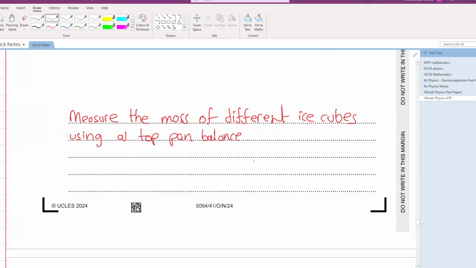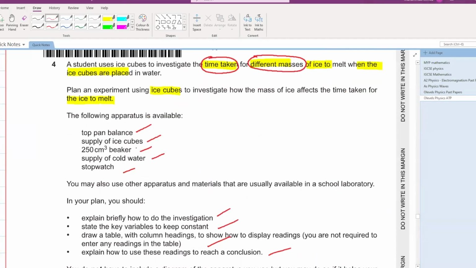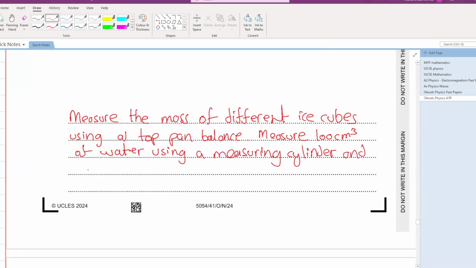Perfect. Then what will you say? If you see, you have a beaker. So what will you do? You will basically measure 100 cm cube of water using a measuring cylinder, and pour it inside the beaker.